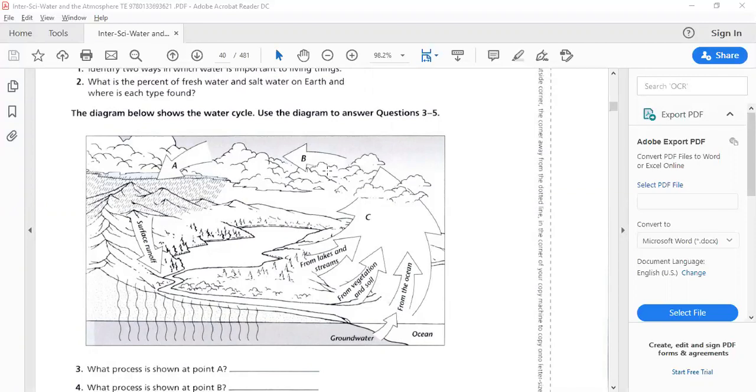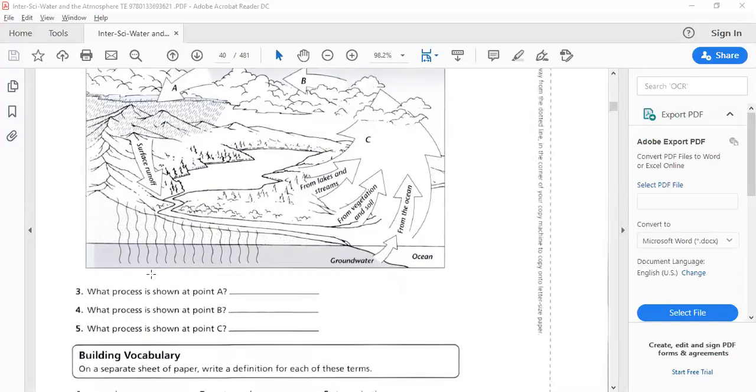After evaporation, the water starts to make clouds, that's condensation, and then it gets back again at point A as precipitation in the form of rain or hail or snow. So let's get to question number 3, saying, what is the process shown at point A? We said it's precipitation, guys, because a lot of rain is going to fall over the mountains here.